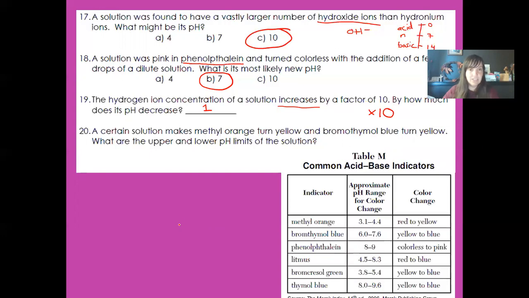Number 20, a certain solution makes methyl orange turn yellow and bromothymol blue turn yellow. What are the upper and lower pH limits of the solution? Okay, so here's methyl orange. When it is yellow, that means the pH is 4.4 or above. Bromothymol blue, when it's yellow, that means its pH is 6.0 or below. So this must be somewhere between 4.4 and 6 for pH, approximately.